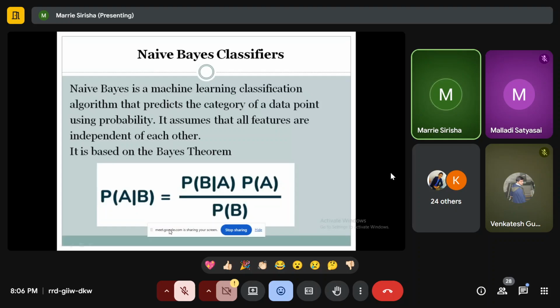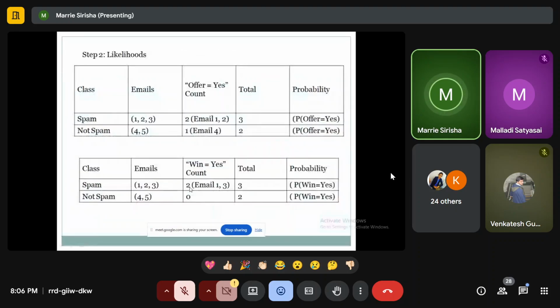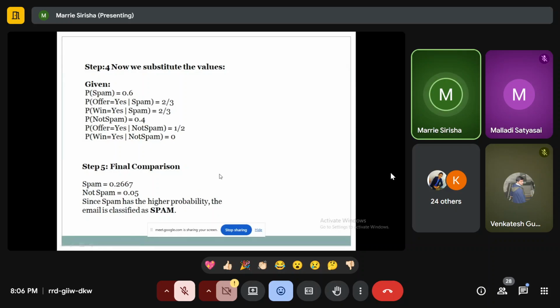In this formula, substitute చేస్తే మనకి ఫైనల్ కంపారిజన్ వస్తుంది. That is, if it is a spam, you will get 0.2667. Not spam అయితే 0.05.